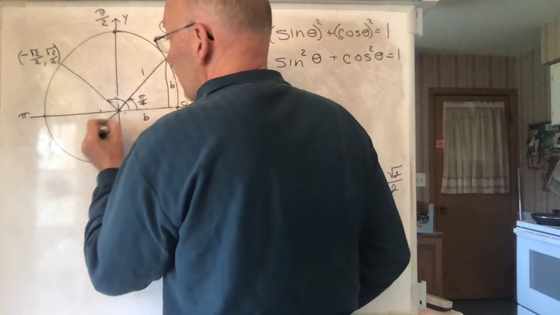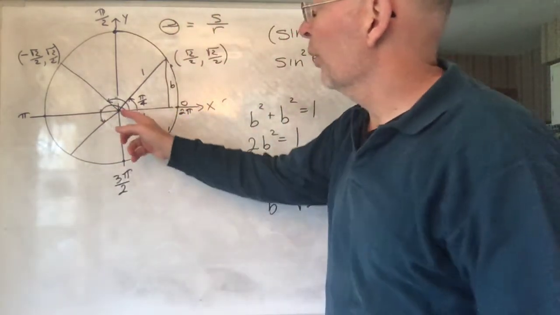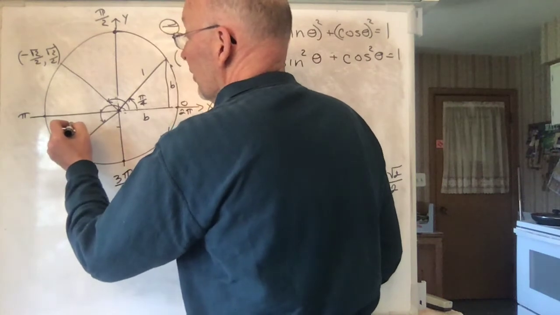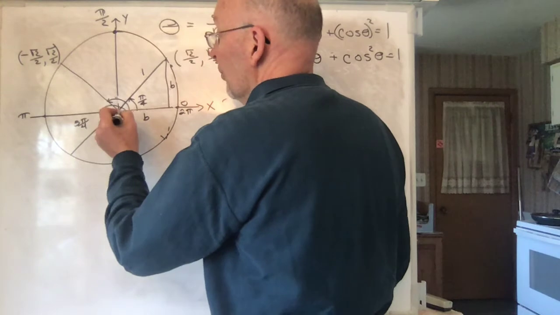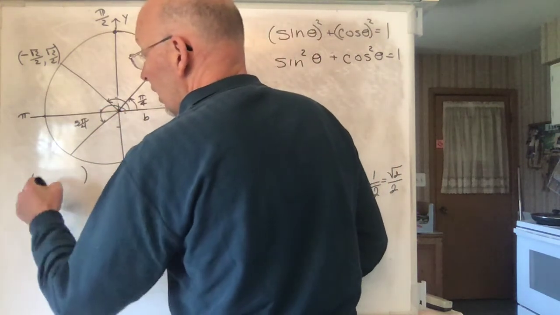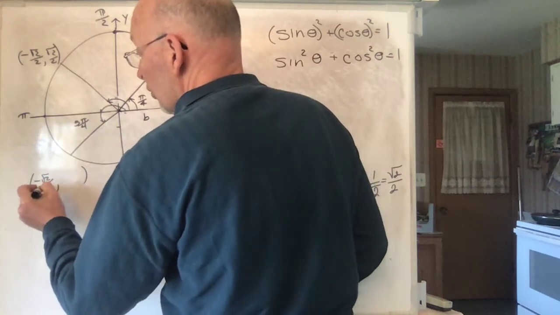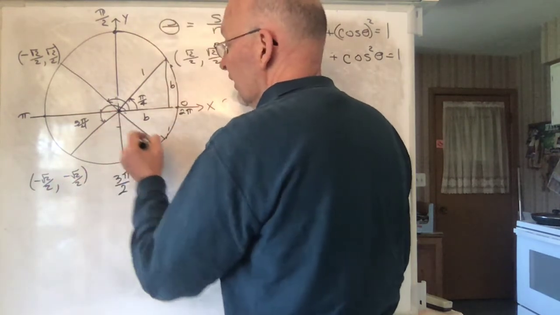And then down here, what's this angle? This angle is pi plus pi over 4. So this angle is pi plus pi over 4, which is 5 pi over 4, starting with the positive x-axis. And the cosine and sine of it are what? Now they're both negative numbers, so it's going to be negative square root of 2 over 2, negative square root of 2 over 2, and then finally you could get this one.